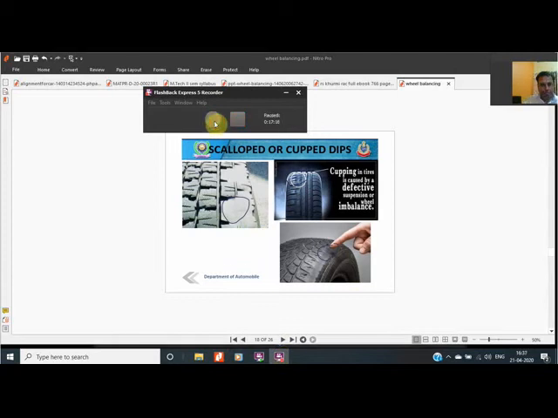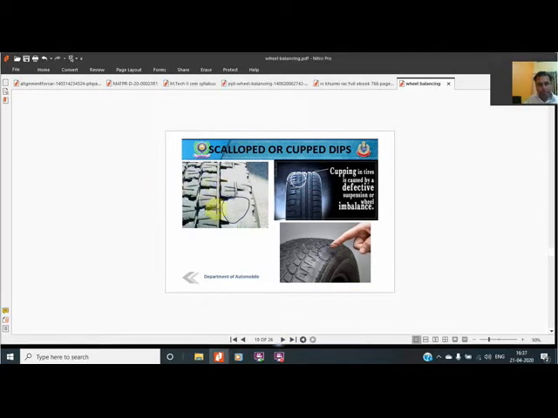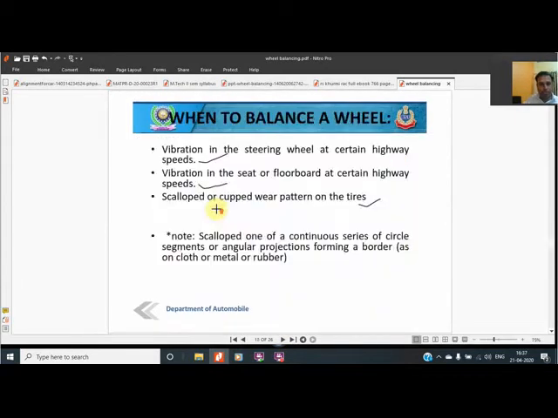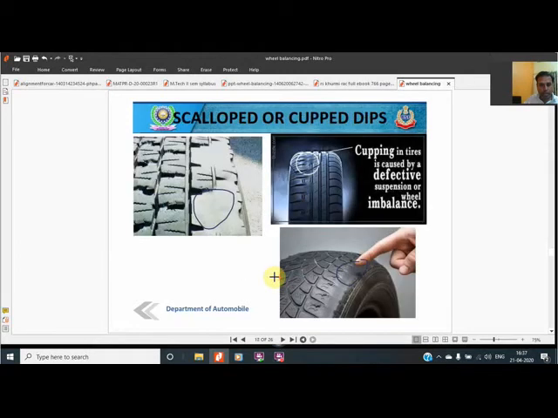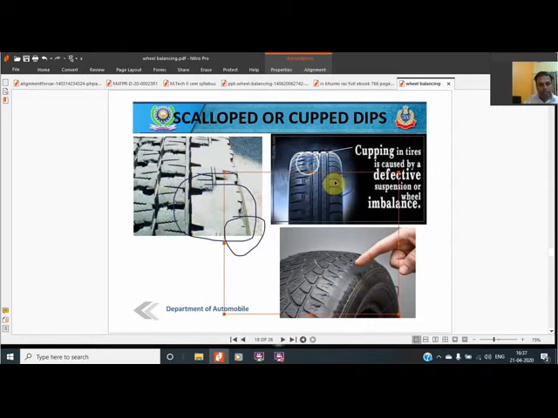Then we used to do it, and at this portion we used to do it. And what else? Scallop is a continuous series of circular alignments or angular projections forming a border, as of cloth or metal or rubber. And this scallop is shown to you, and the cup is also shown over here.